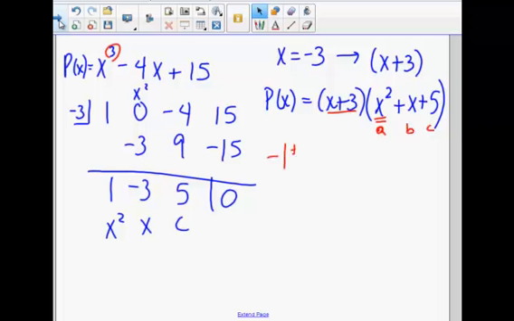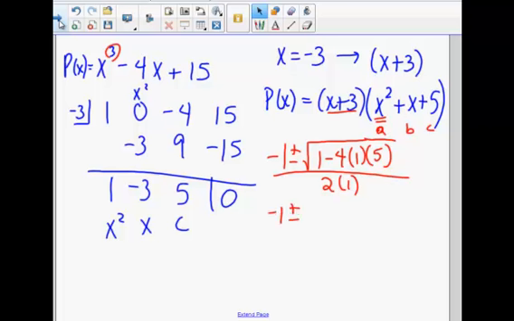So negative 1 plus or minus the square root of b squared, 1 squared is just 1, minus 4 times a times c, all over 2 times a, which gives me negative 1 plus or minus, 4 times 5 is 20. 1 minus 20. Is that a negative 19? I guess it is. Okay. Over 2. And I can't really simplify that. That's going to give me negative 1 plus or minus i, I can pull the i out of the square root of 19, all over 2.